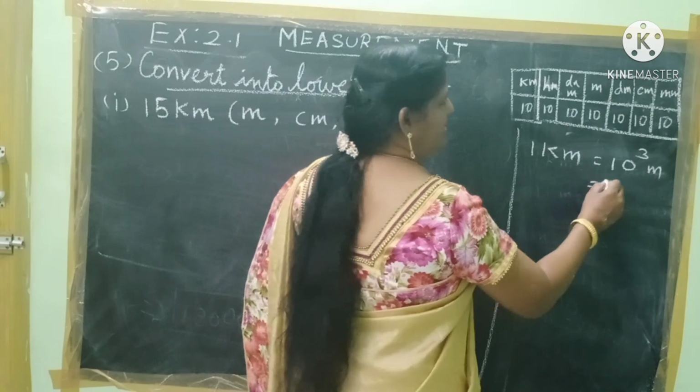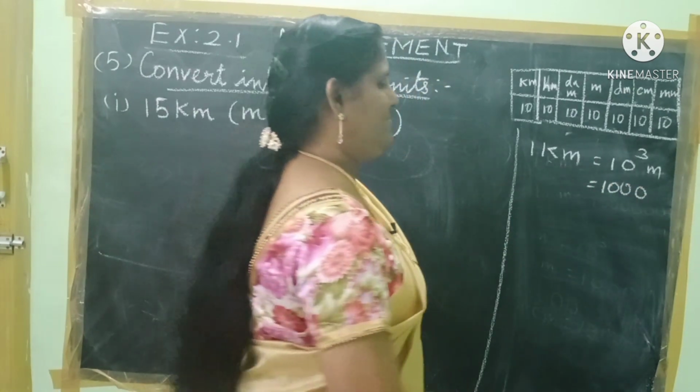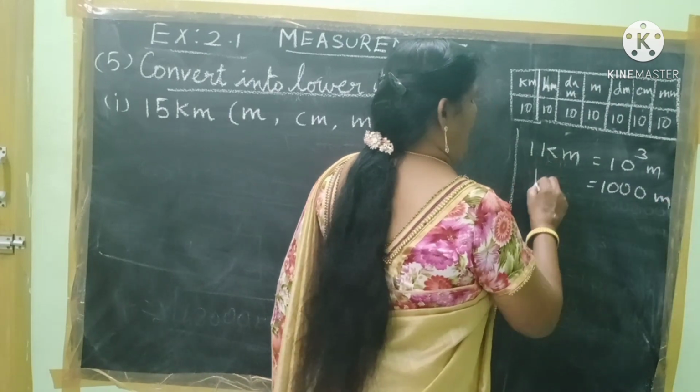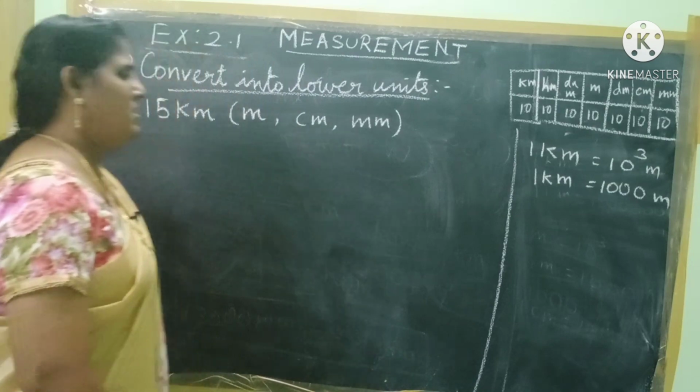That means what's the answer? Yes, 10 to the power 3 means 1000 meter. 1 kilometer equals 1000 meter. This is the first rule.